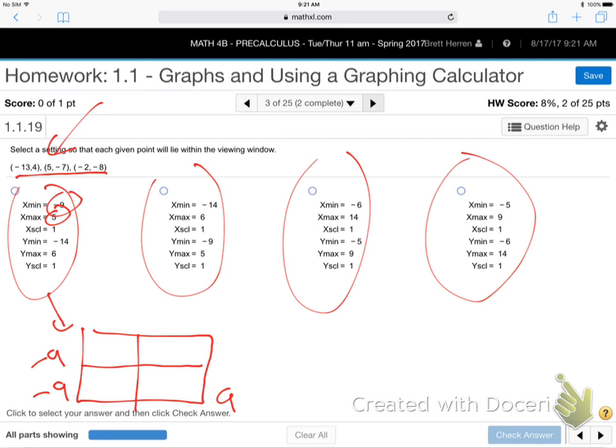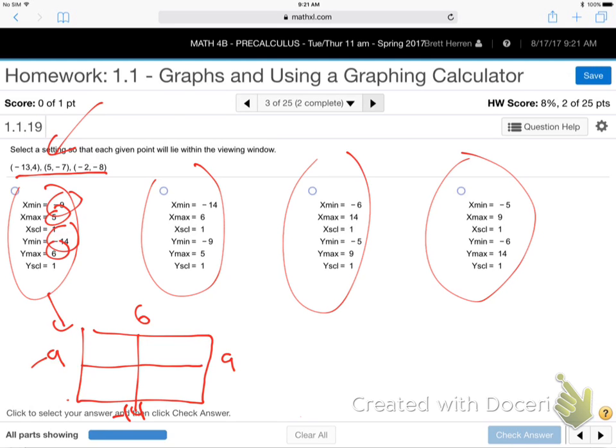Maybe I should put it like this, minus 9, plus 9, like that. The Y min is negative 14, and the Y max goes up to 6. Don't worry about the scale. That doesn't matter at all. That's how big the jumps are. We don't care about that at all.